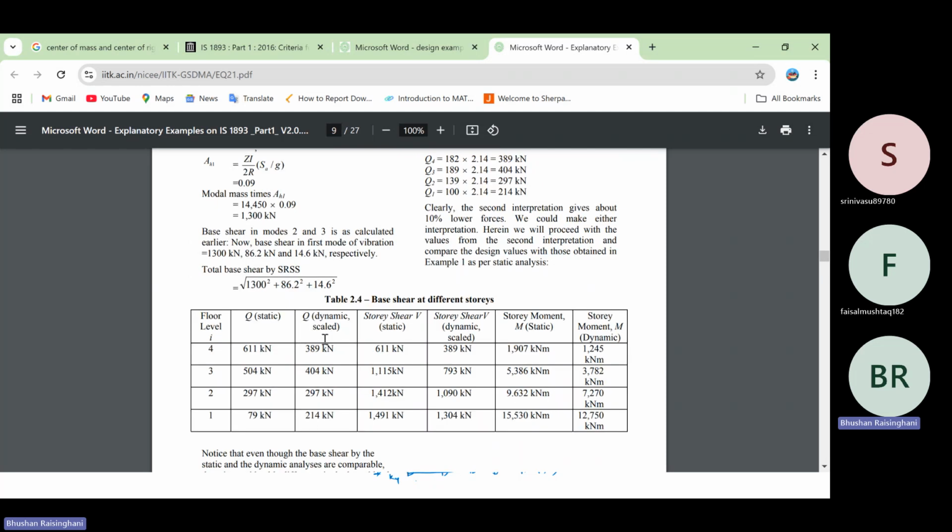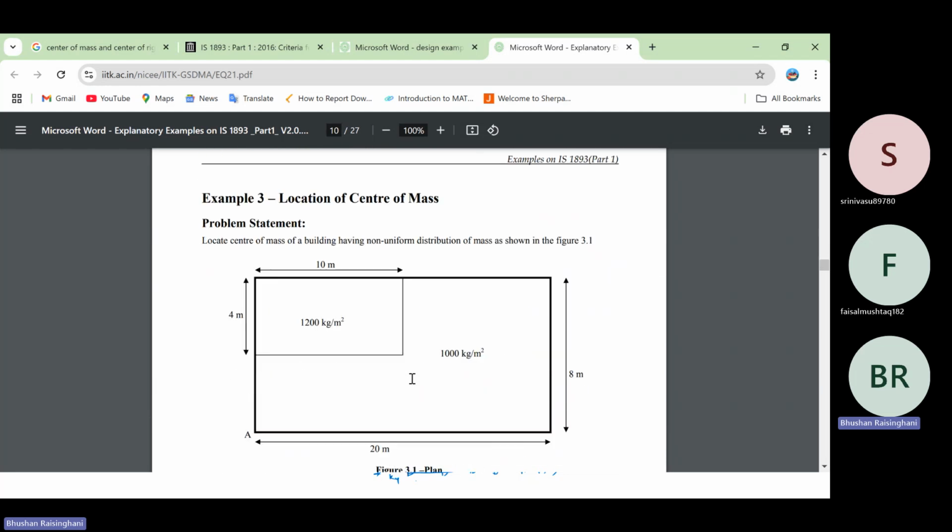In dynamic, which is scaled, and it is static force. Now, story shear static is this one, which is 611, and story shear dynamic also is scaled, like static to dynamic. The scaling has taken place, and story shear is coming to be like this. And story moment is also different, and overall there is a lot of difference in your final result in displacement also. So that has been clearly mentioned.